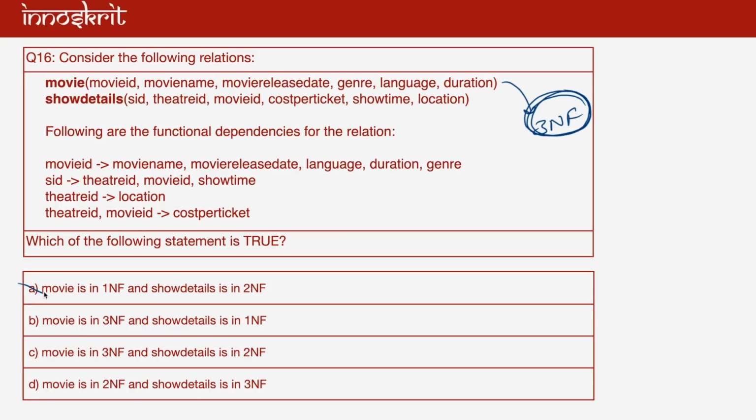That means option A, B, D will be neglected. Now we have to select out of option B and C. Okay, now let's look at the second relation.